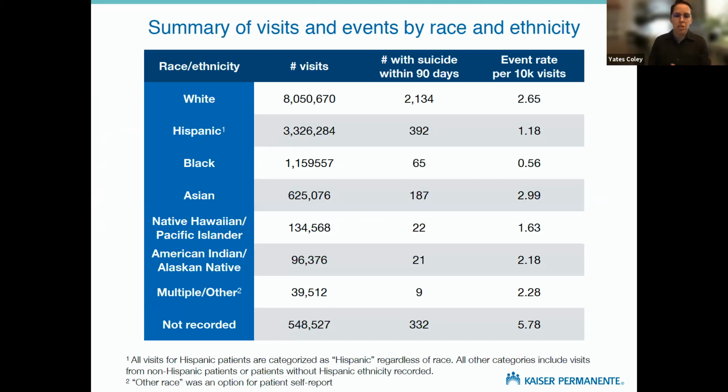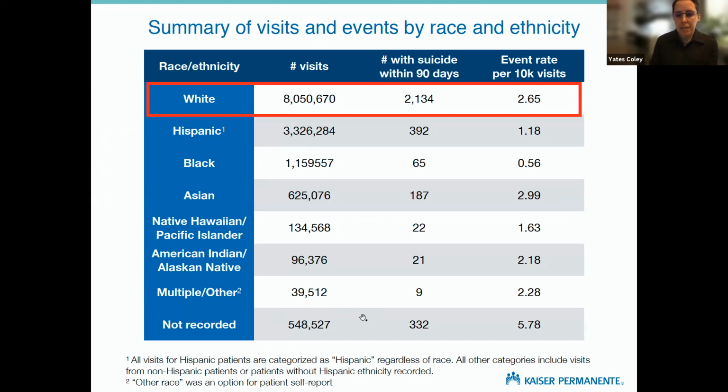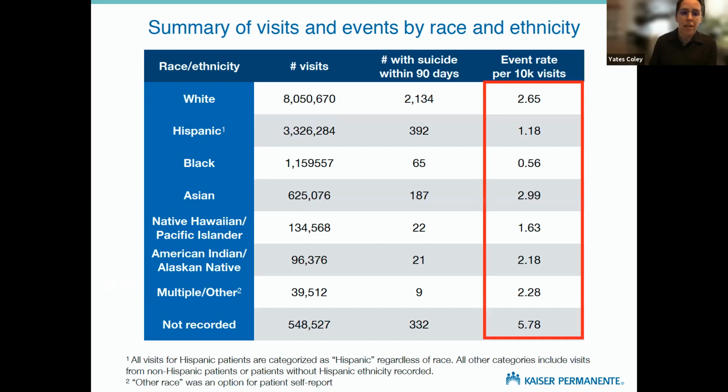So this table shows the number of visits and suicide deaths observed in our data set of about 14 million visits across 7 health systems from 2009 to 2017. One thing that is obvious here first is that the majority of visits and of suicide deaths observed are among white non-Hispanic people. We also see a lot of variability in suicide death rates across racial and ethnic groups. Note that these are rates per visit, not per person, and a person may have multiple visits in the data set.